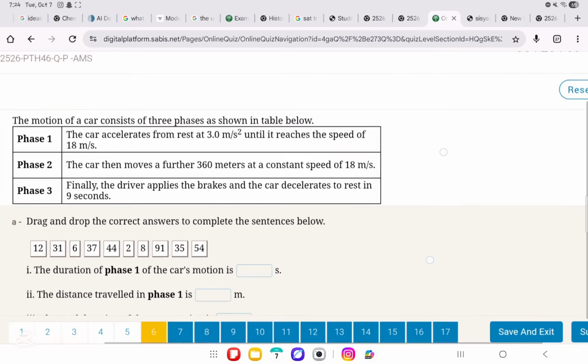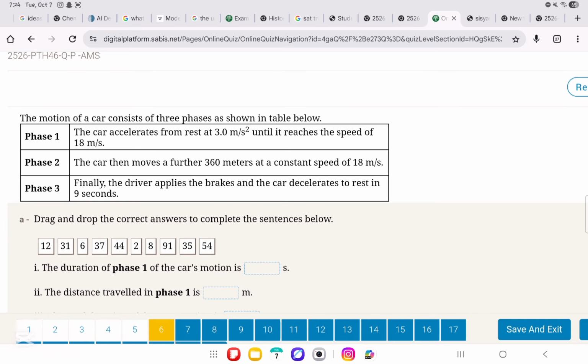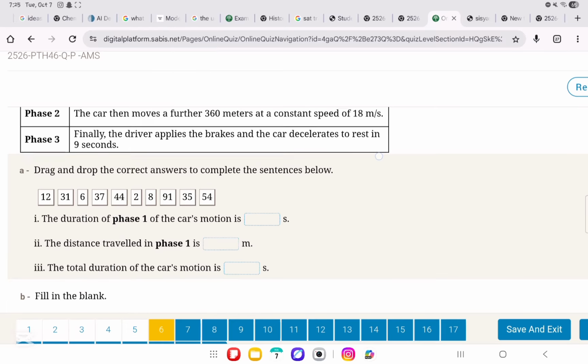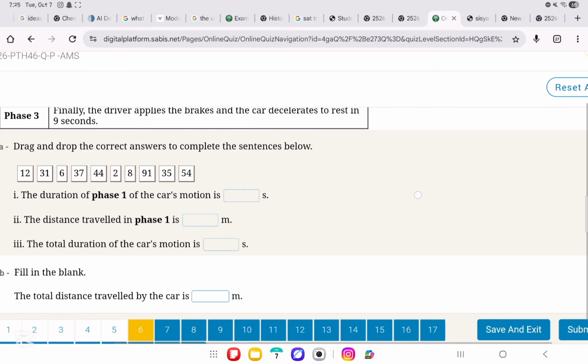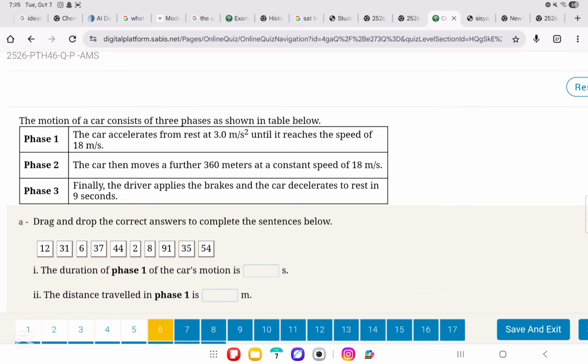Okay, perfect. Now we move on to question number 6. The motion of a car consists of 3 phases as shown in the table below. The car accelerates from rest at 3 meters per second squared until it reaches the speed of this. The car then moves for a while, and then phase 3. So they want us to find the duration of phase 1, the time in phase 1, the distance traveled in phase 1, the total time of the car's motion, and the total distance traveled by the car.